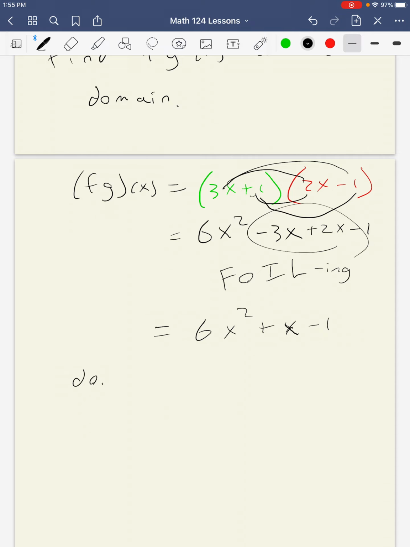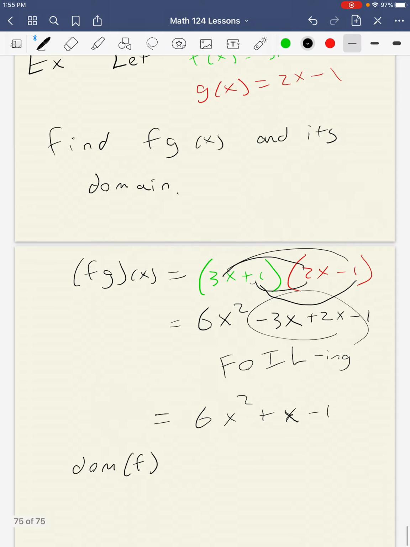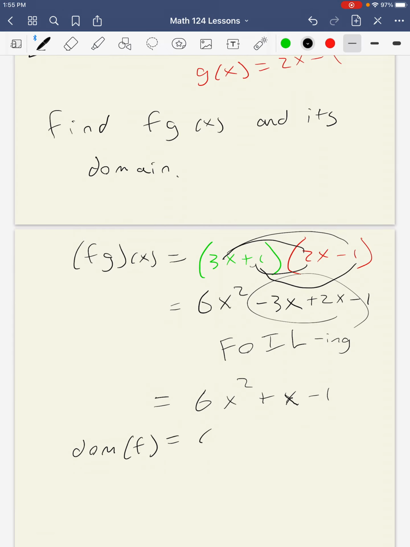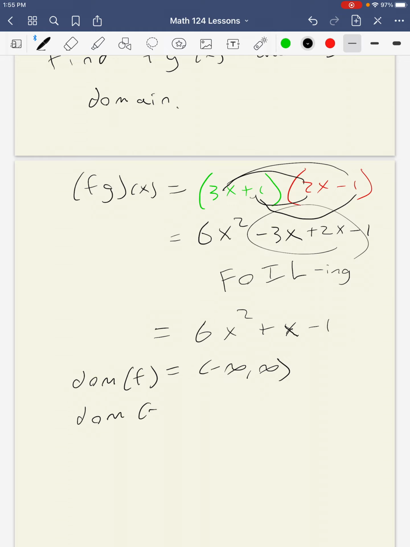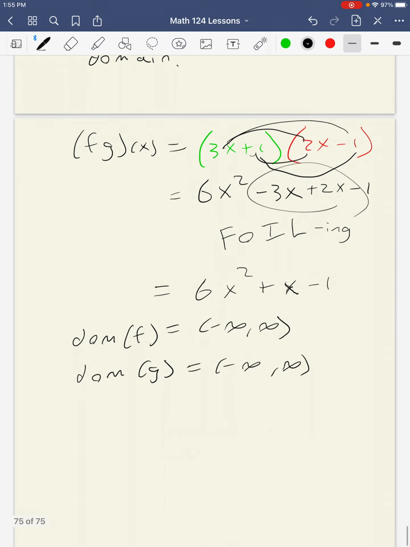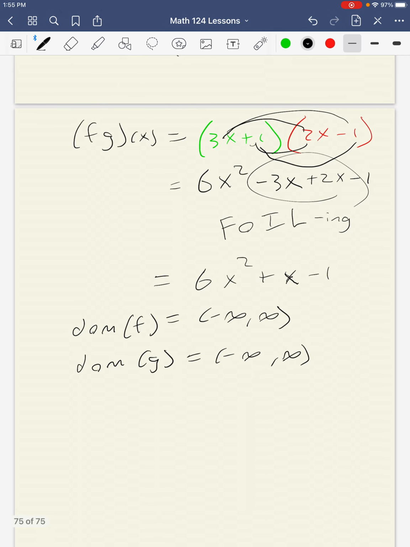Okay, now what's the domain? Well, the domain of f was all numbers. The domain of g was also all numbers. So not a very interesting domain. When we take the overlap of these, it's going to be all numbers because they happen to be the exact same thing to begin with.